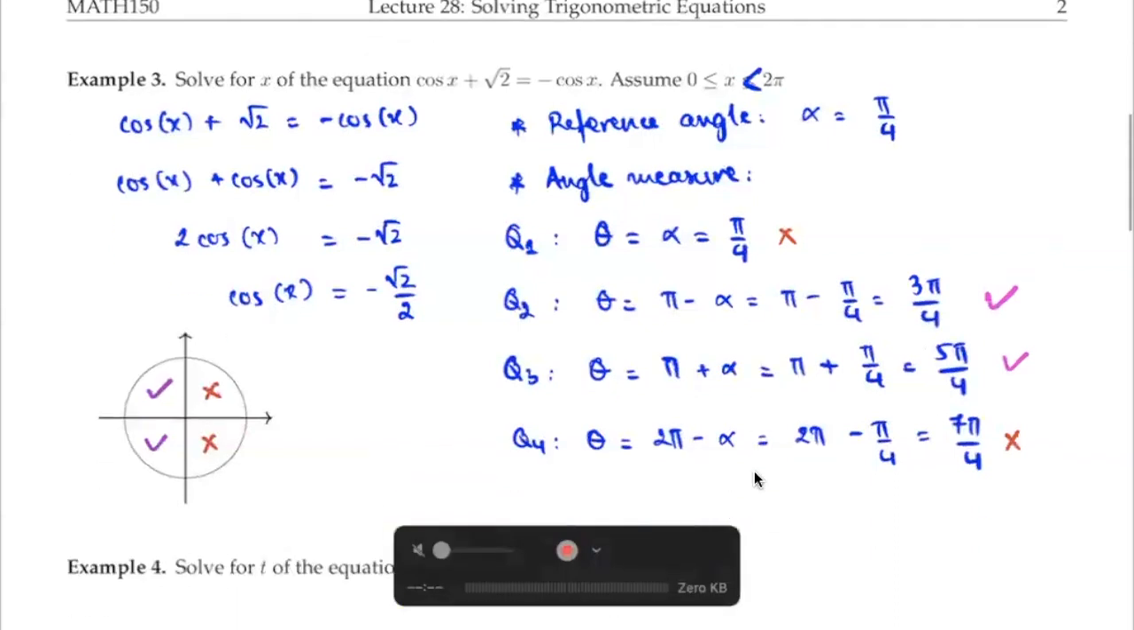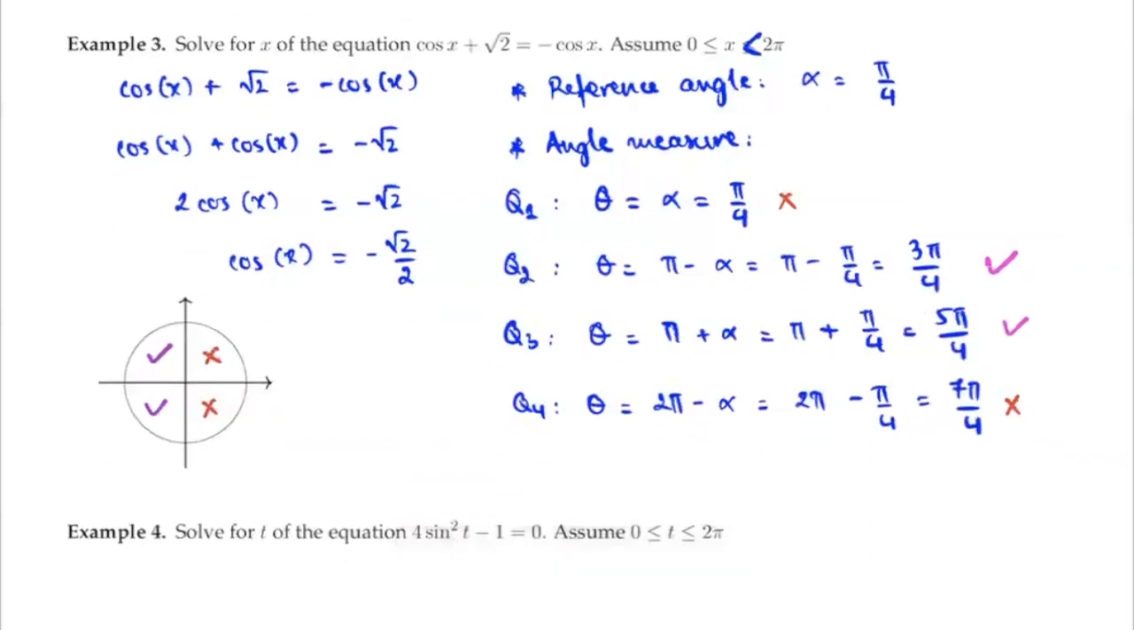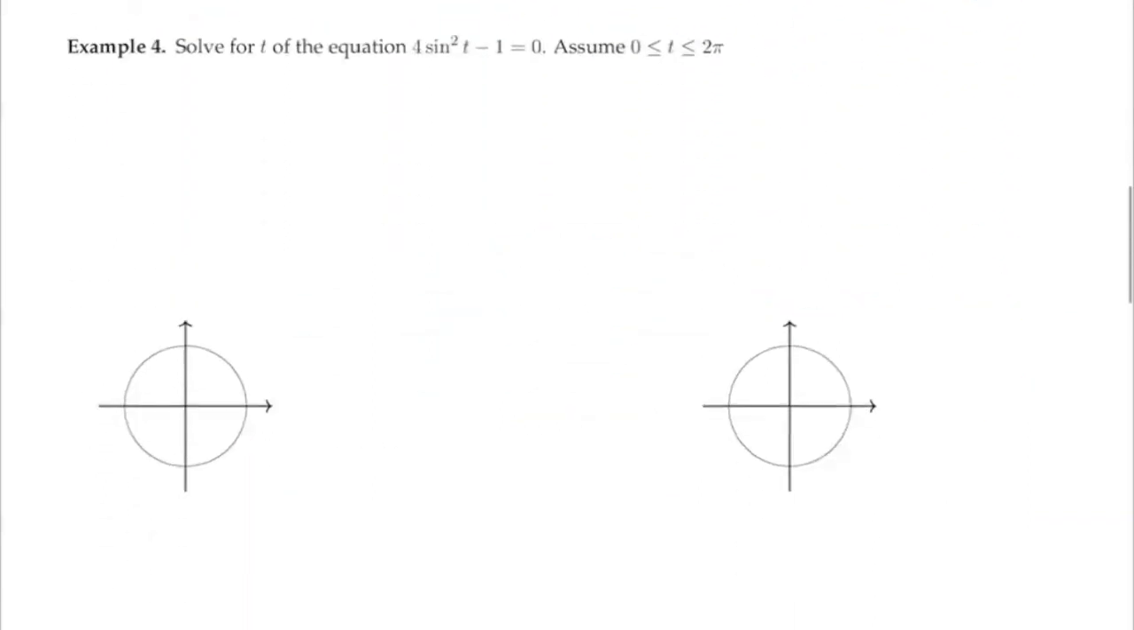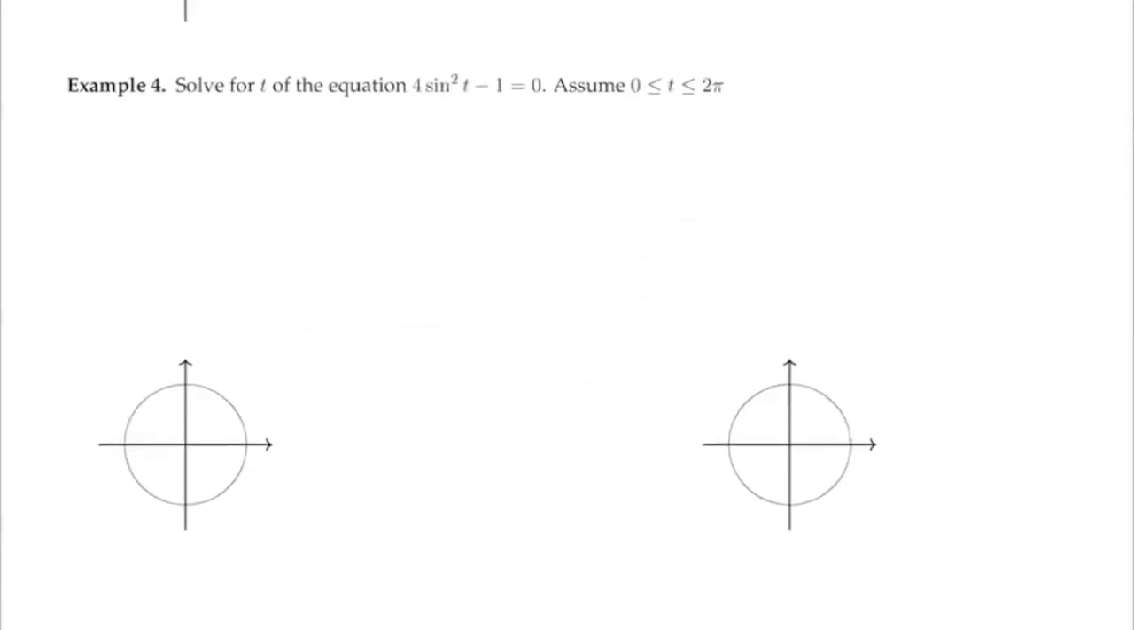Now let's take a look at example 4. Again, it's not a straightforward problem. You need to solve for the value of t such that 4 times sine squared of t minus 1 equals 0, for t between 0 and 2 pi, and t has to be strictly less than 2 pi. Given this equation, you first need to solve for sine of t.